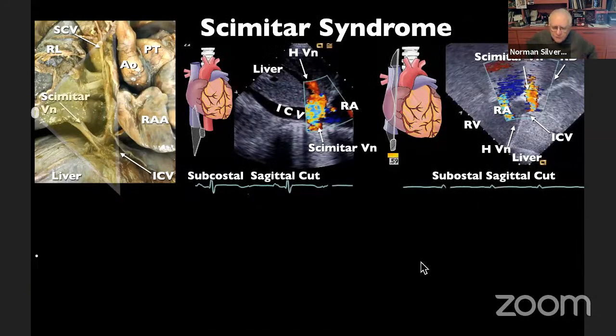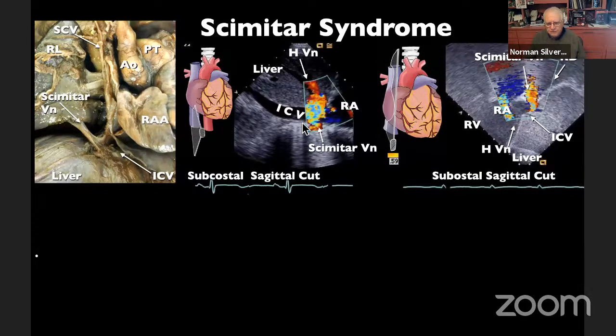Now, the other thing about the Scimitar Syndrome is that you can see it in long axis as well. And here's another scimitar vein, and here's a subcostal sagittal cut. And here's the whole inferior vena cava draining into the right atrium. In the normal heart, you'll see the right lower pulmonary vein running on the diaphragmatic surface and then up towards the atrial junction with the superior pulmonary veins. So in the normal heart, you can see that particular pattern.